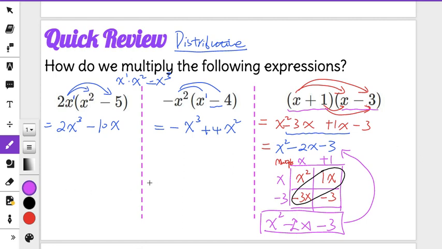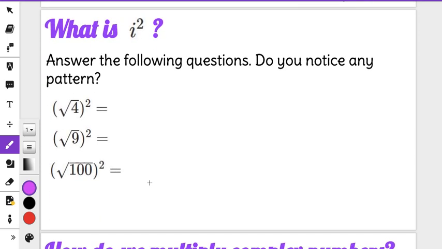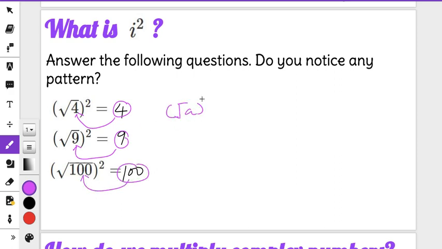Next, we are going to answer one question. What is i squared? You can definitely pause here to see what answer you have for these three answers. And then check, do you notice any pattern? I'm going to go a little bit quickly here because we all know the answer. This one is 4, this one is 9, this one is 100. And after that, you probably notice the final answer actually goes back to the radicand. This is actually the property of square root. When we square a square root, we go back to its radicand, right?